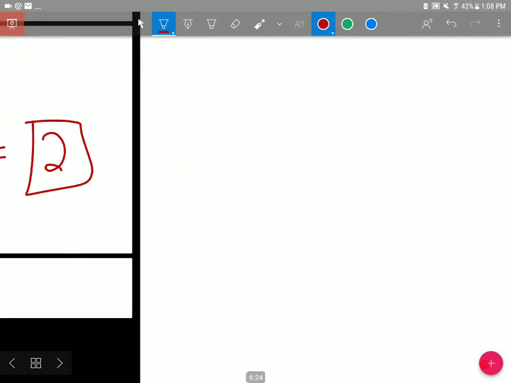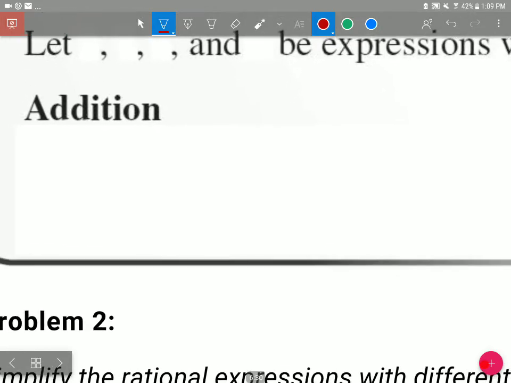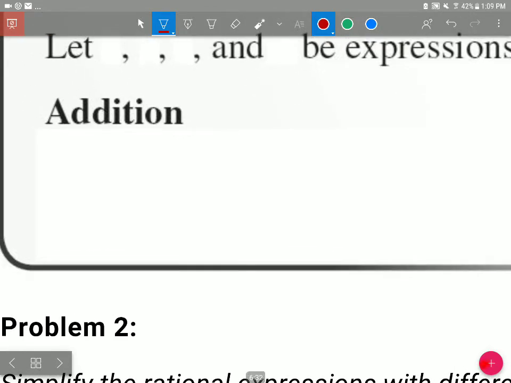Let's keep going. All right, so here we go. Adding and subtracting with unlike denominators. I don't want to do this with letters again. Let's do 3/4 plus 2/5. Can you add those two fractions as they are right now? No. What do I need to multiply the first one by?